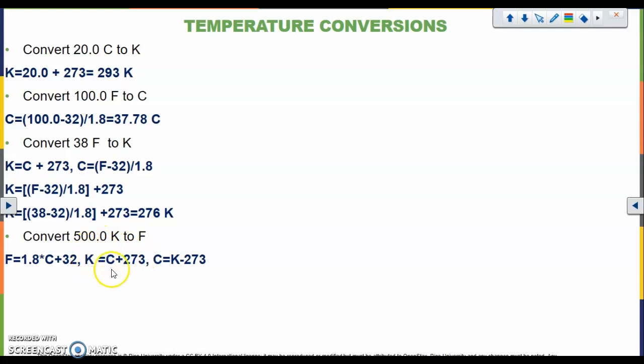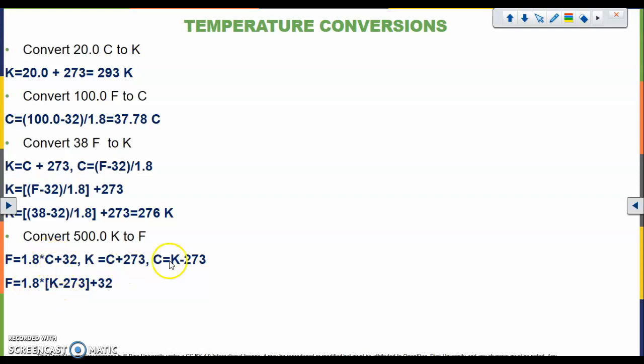Now, in this case, the formula for Kelvin does not actually show you C. So what you have to do is subtract 273 from both sides, and this formula now gets transformed to K minus 273. Now we have a formula for C, and we're just going to plug it in right where C is, like so.